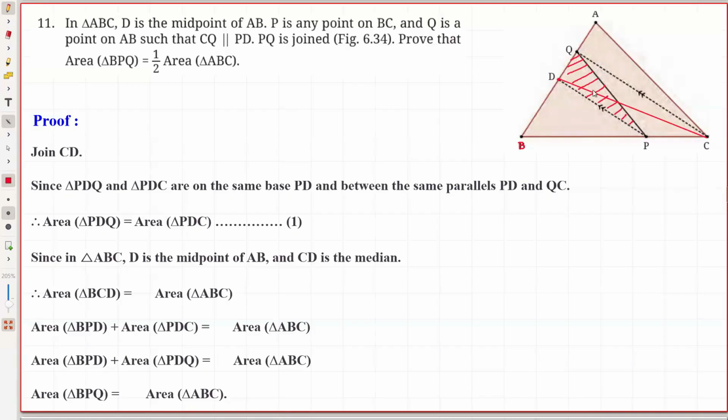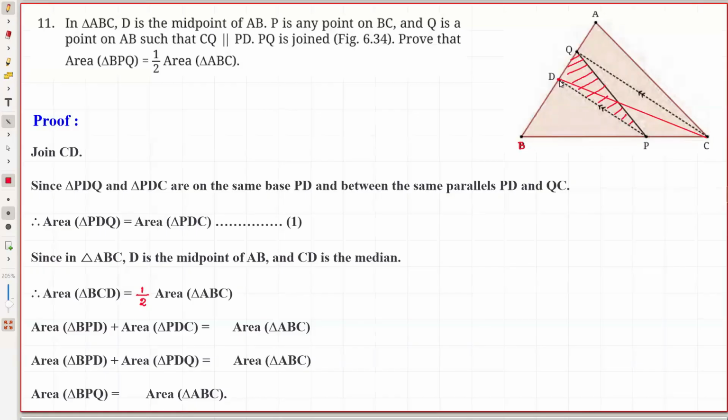So from this, I can say the area of triangle BCD is half of the area of triangle ABC. Since CD is the median, it divides the triangle into two equal halves. I can say BCD is half of the area of triangle ABC. Hope you can understand. Now, how can we split triangle BCD?